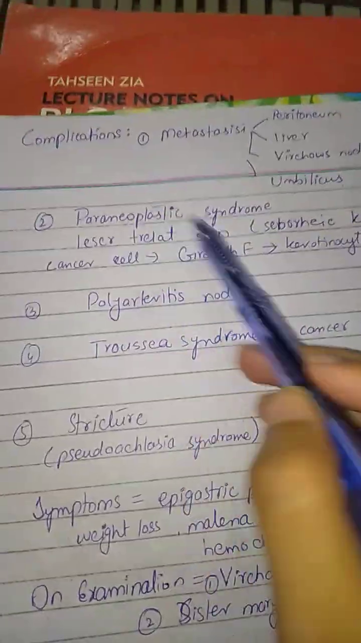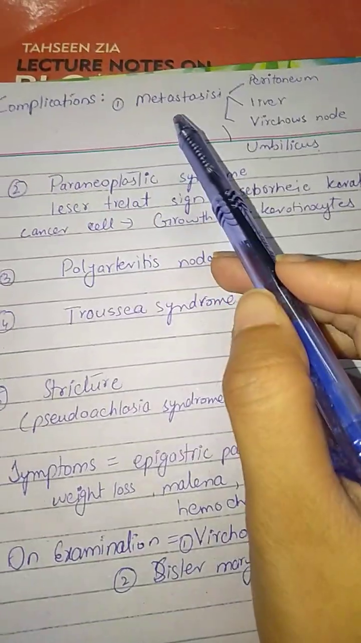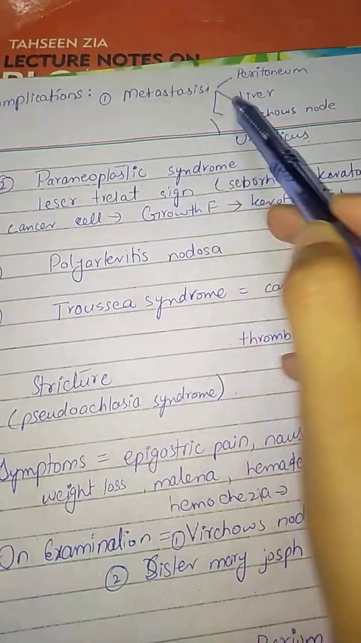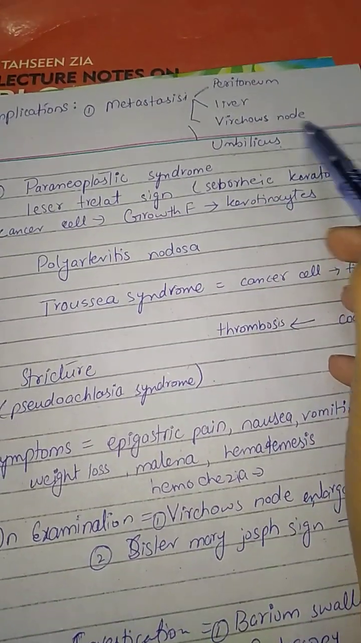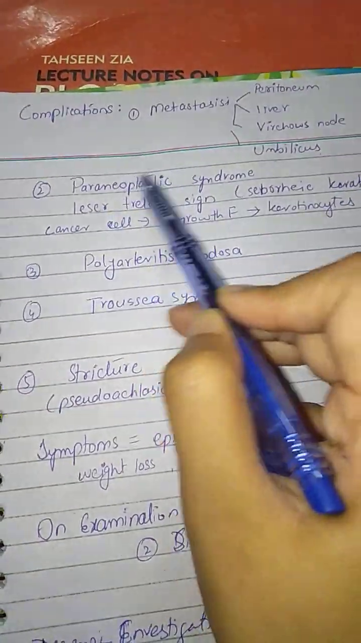Now come to the complications. Complications include metastasis. It metastasizes to the peritoneum, liver, and Virchow's node that we already discussed, which causes Troisier's sign, and the umbilicus, which causes Sister Mary Joseph nodules.